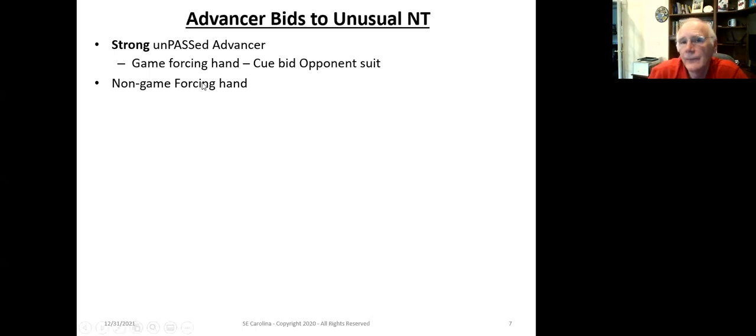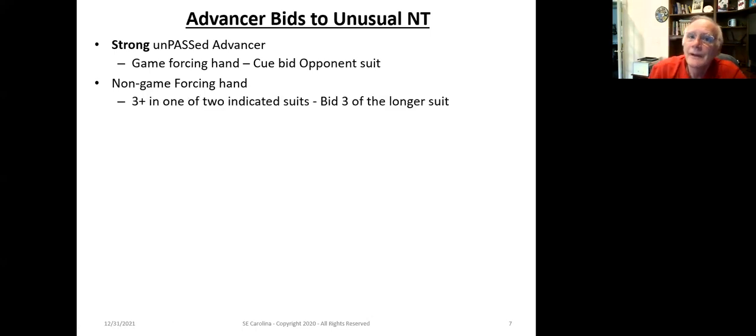If it's a non-game forcing hand, which is going to be 90% of the time, 95% of the time, the strong unpassed advancer doesn't happen very often. Okay, especially when the opponents have opened. Okay, so it would in essence say that the opener's got 13 points and the responder's probably got 0.